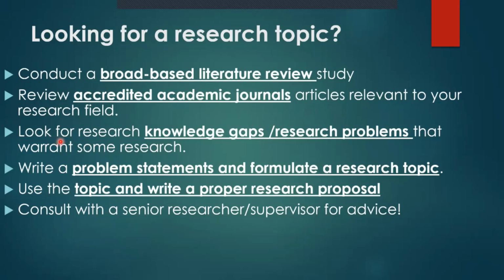So when you are reading, what are you looking for? You are looking for knowledge gaps and research problems: problems that you think you can tackle by conducting research, and gap areas that you think you can resolve by conducting research. So you take down the problem statement. You try to formulate the problem statement after you've done a broad-based literature review. You gather problematic areas and gap areas, then formulate the problem statement. From that problem statement, it will be easy for you to formulate a research topic. So that is the first way of coming up with a tentative topic.